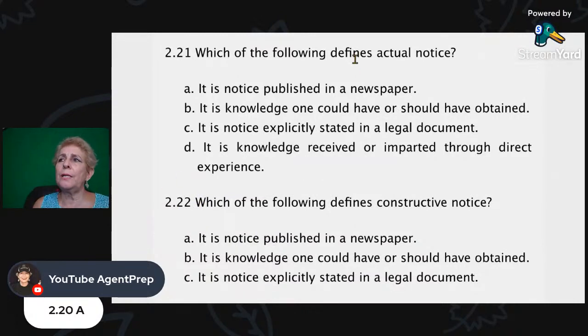Okay, 21. Which of the following defines actual notice? A, it is notice published in a newspaper. B, it is knowledge one could have or should have obtained. C, it is notice explicitly stated in a legal document. D, it is knowledge received or imparted through direct experience. So when we say there is actual knowledge of something, is it because it's published in a newspaper? Is it knowledge that you should have obtained? Is it a notice explicitly stated in a legal document? Or is it knowledge received or imparted through direct experience?